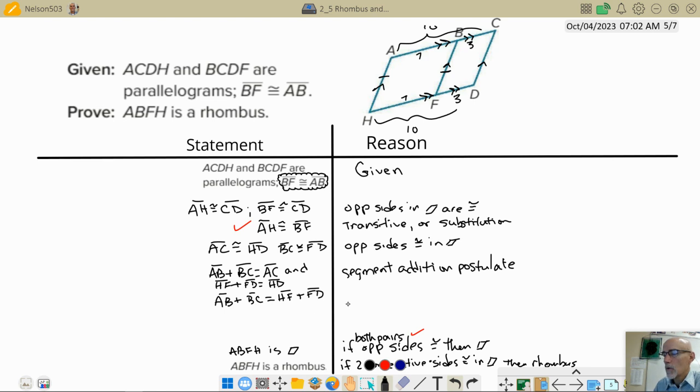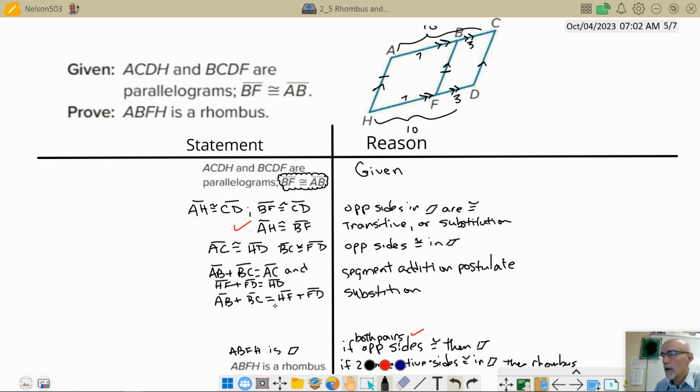Okay. So this is substitution, because when you look at AC and HD, they're equal to each other. So instead of having HD here, I could put AB plus BC, or instead of having AC there, I could put HF plus FD. And that's what I've done right here.